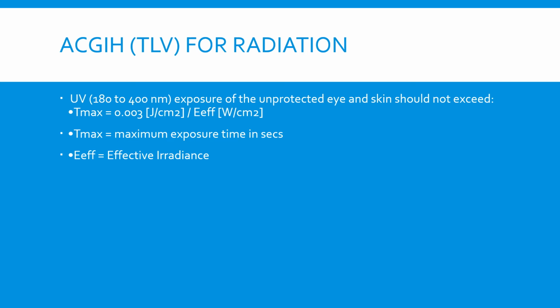The exposure of unprotected eye and skin should not exceed, which is this little formula, Tmax equals 0.003 J/cm squared divided by the Eeff. So it is all broken down. That's how they figure it out. The Tmax is the maximum exposure time in seconds, and the Eeff is the effective irradiance.